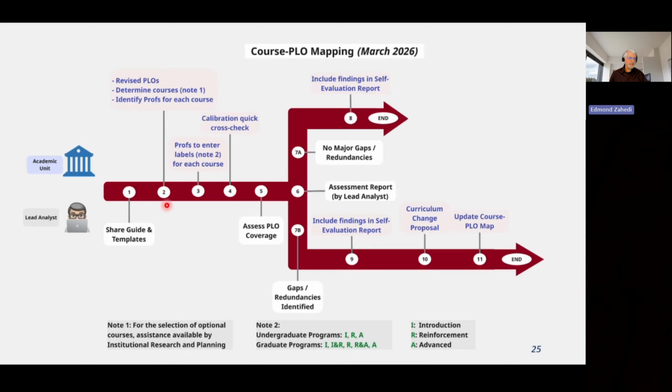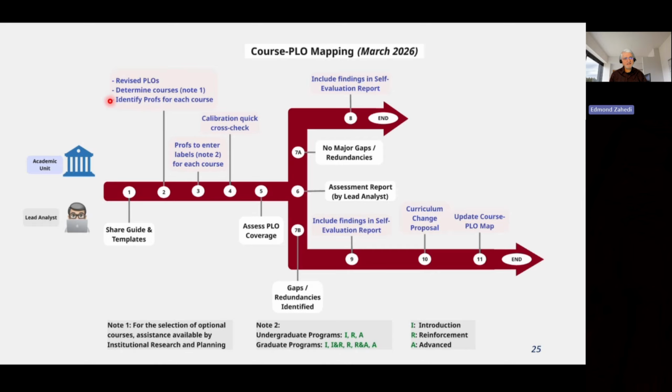Step 2, revise PLOs. So that's important. We can start this activity only if we have the revised PLOs. If the PLOs are not properly expressed, there's no point running this activity because you will see it's not going to work. So the determination of the courses, compulsory courses, optional courses, elective courses, we have spoken about that, and the identification of the professor in charge for each course.